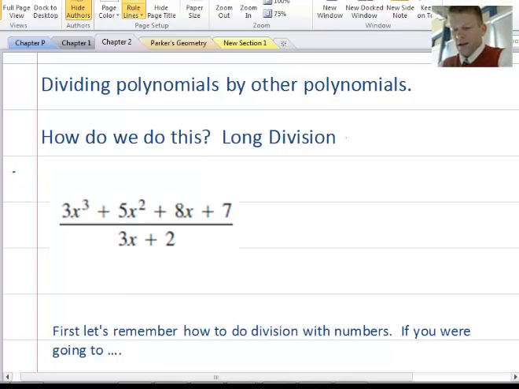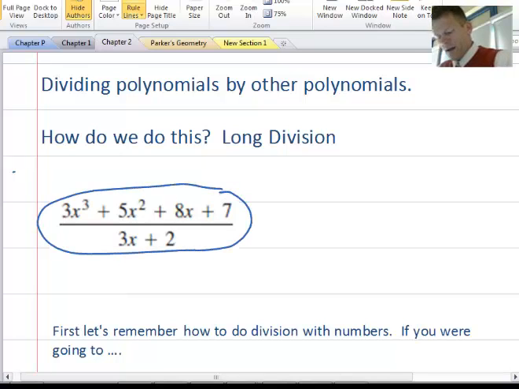We want to work on dividing polynomials by other polynomials. This is in an effort to figure out which linear terms will be factors of an overall polynomial. So our goal in this video is to show you how to divide the third degree polynomial in the numerator by the first degree or linear term in the denominator.